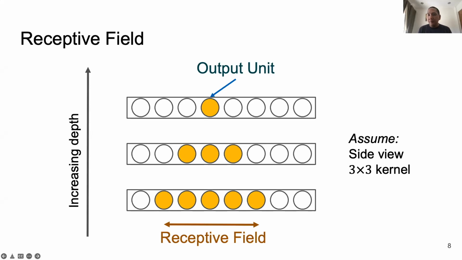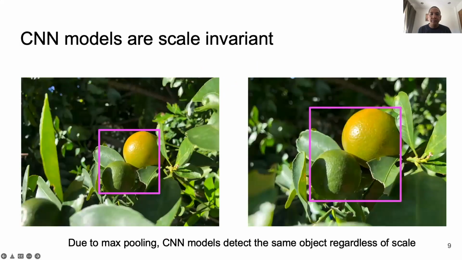To understand receptive field, here is a side view of 3 layers of CNN. For simplicity, assume that each layer has 1 feature map. All feature maps are of equal size. Assume a 3 by 3 kernel is used. At the topmost layer, we can visualize all orange circles below as directly affecting the topmost orange circle. We can see that the receptive field size increases as we go down to the shallower layers.